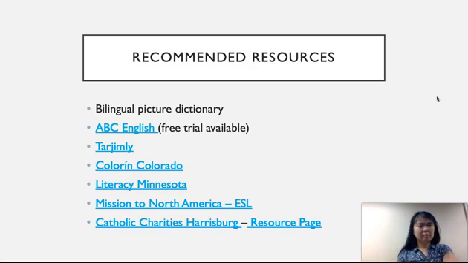And then Tarjimly is that interpretation site, app, service that's useful. And then these different sites are ESL focused and literacy and language learning, and a lot of them have free resources and great informed educational articles. These two. Excuse me. Mission to North America offers ESL training. This is specifically geared toward if you're trying to start an ESL ministry through your church.